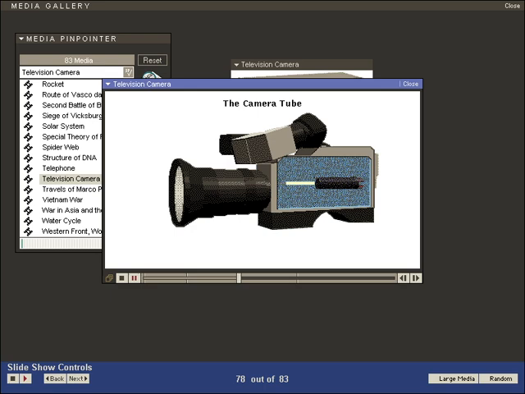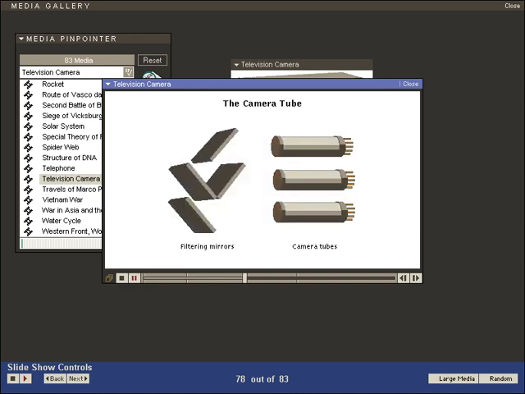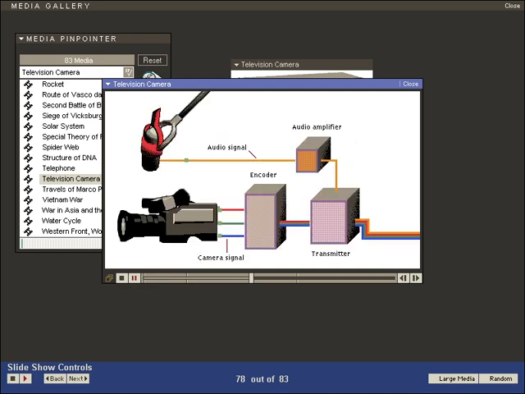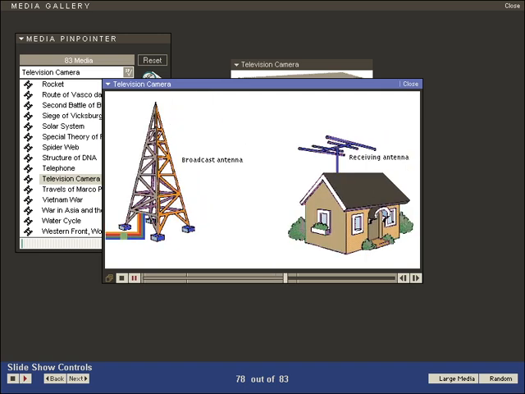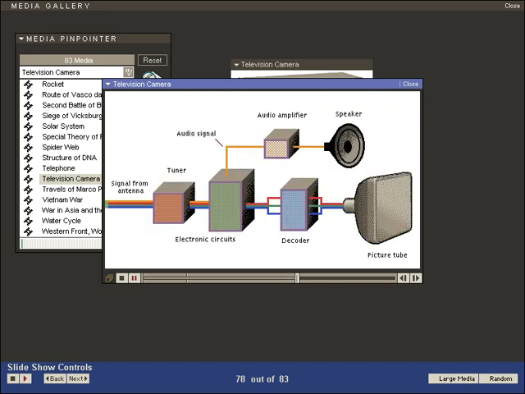A camera tube can only create a black and white signal. To make color, we need 3 tubes, one for each primary color, red, green, and blue. A series of filtering mirrors splits the image into the 3 colors. The signals from these tubes are combined in the encoder and bundled with the audio signal. The resulting television signal can now be transmitted or sent out on cable. When the signal is received at the television, the audio signal is routed to an amplifier and speaker. The video signal is decoded and sent to the picture tube.